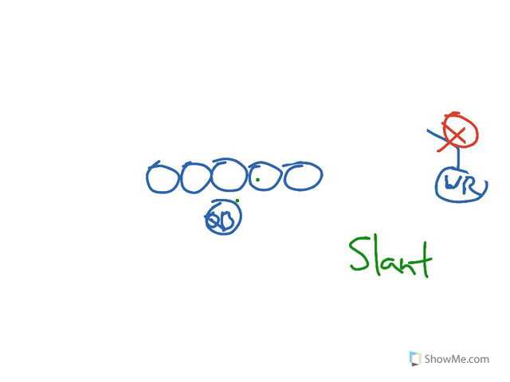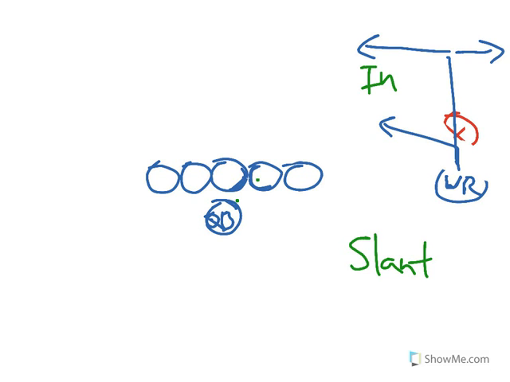Now, kind of a variation on the slant is if you're going a little bit longer. Slant is usually just like 5 yards in and then out, 5 yards out and then inside. If you go maybe 10 or 15 yards and then go in for a longer pass, that is called an in. And if you go the other way, that is called an out. So in, out, very simple.